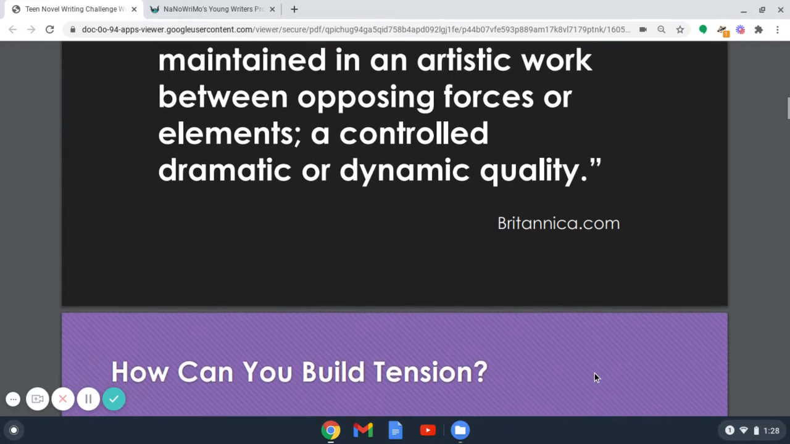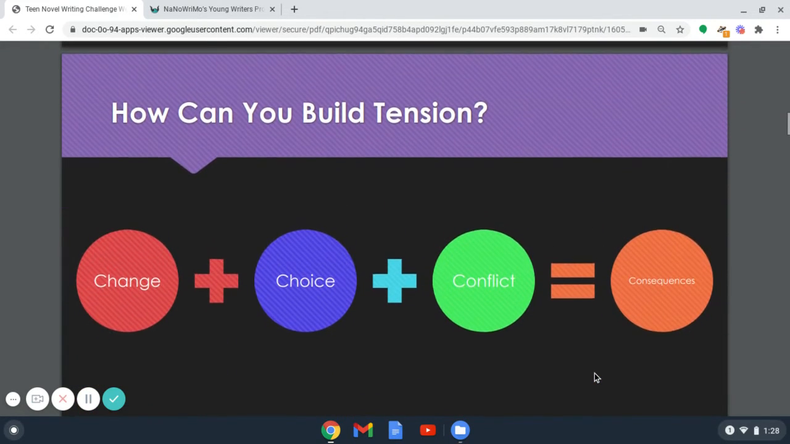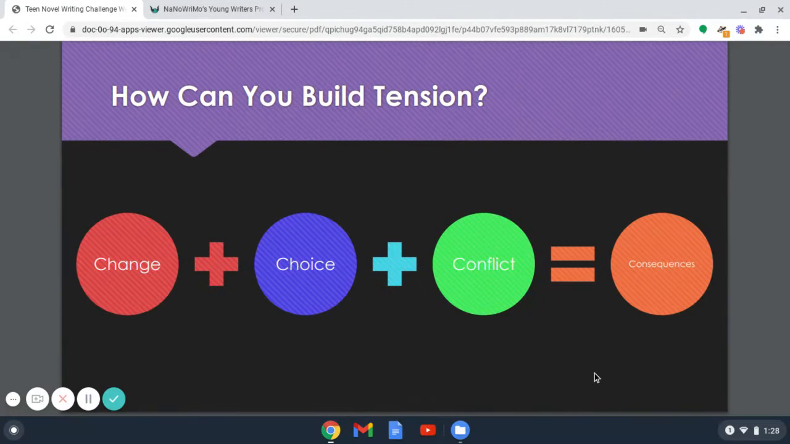Okay, so I'm going to introduce you to this tool, which I think is super helpful when you're thinking about any scene, whether you're thinking about a book that you like and you're analyzing it for tension, or if you are talking about writing a new scene and you're not sure exactly how to go about building tension. This is a great thing to come back to. I call it the 4 C's. You have to think change plus choice plus conflict equals consequences. And that is how you build tension. That is the long and short of it.